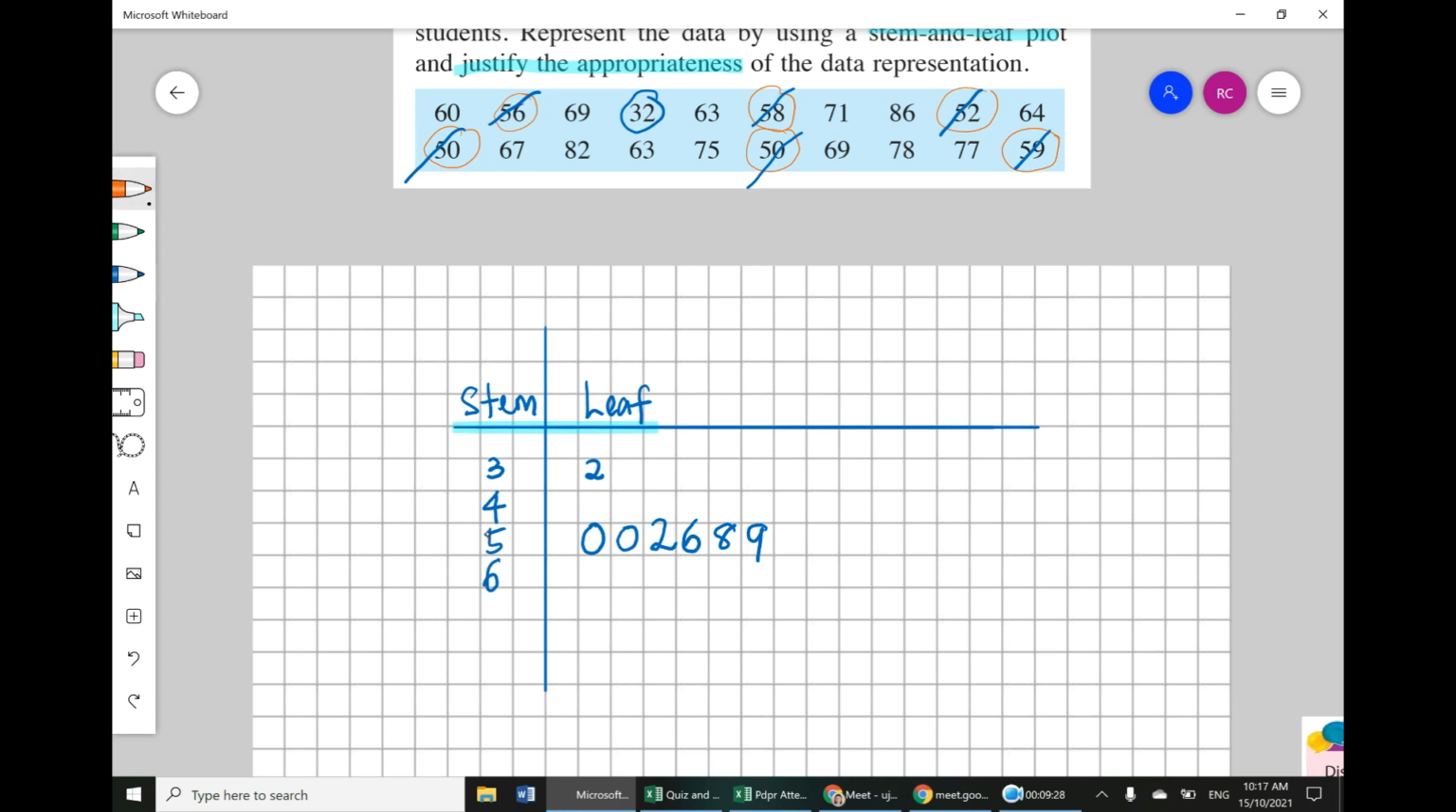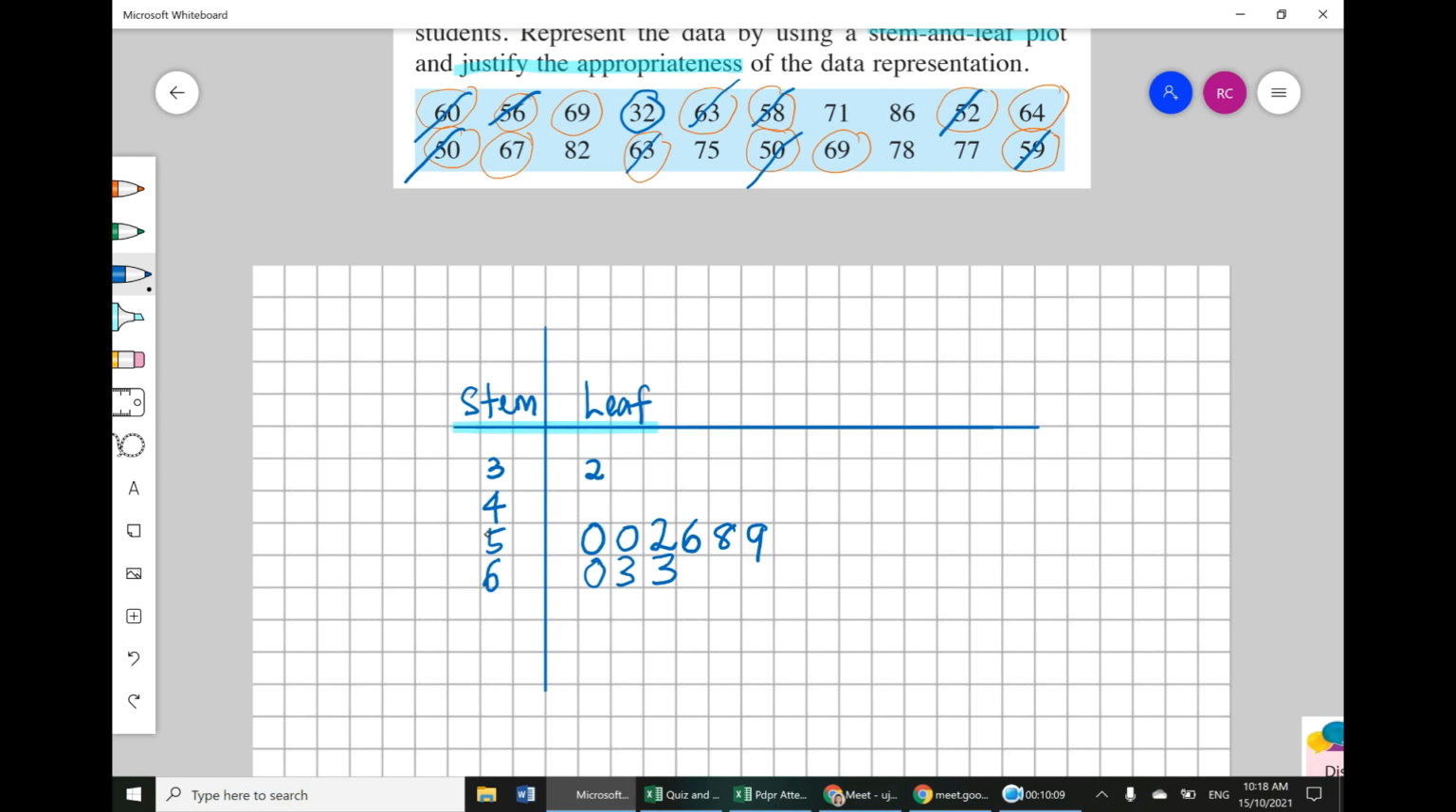So let's find out the numbers from 60 to 69. How many numbers? 1, 2, 3, 4, 5, 6, 7. We have 7 numbers in the range from 60 to 69. So which number is the smallest? 60. Very good. How many 60 do we have? 1 only. Okay, followed by 63. We have 2, 63, right? Oh, sorry, 63. So I have 2, 3 here.